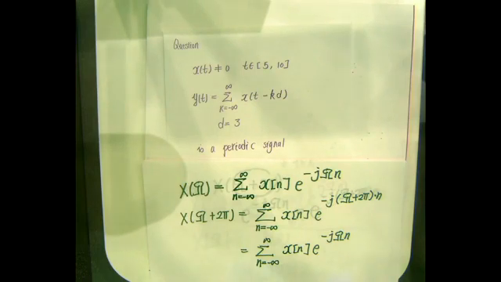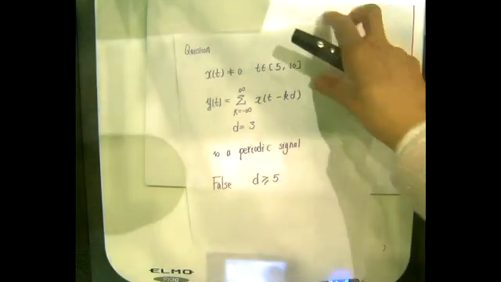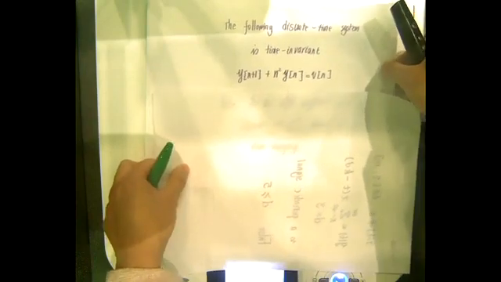So that is a simpler one. Let's do another one, which is a little bit tricky. Let's do another one, which is a little bit simpler. So, the following discrete time system is time invariant. Is it true or false?